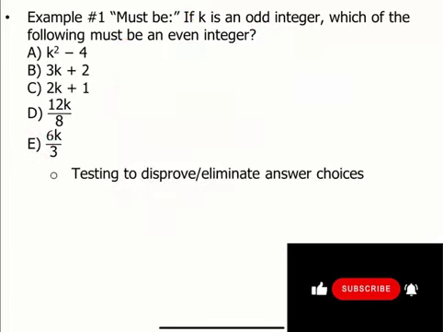So what did we do here? We tested each answer choice one by one to try to disprove or eliminate the ones that did not meet the must be condition. 4 out of 5 were gone, and the one that remained was the correct answer.